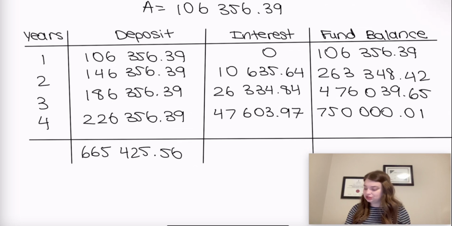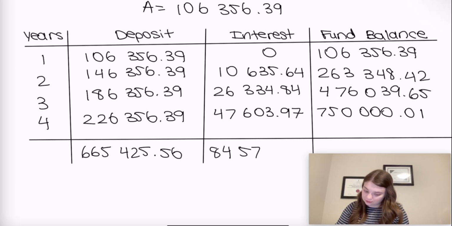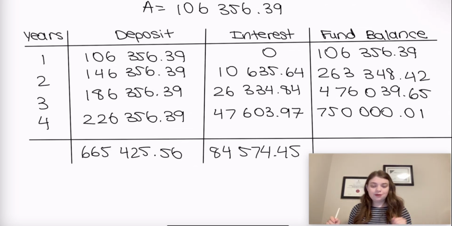And the total interest we would have paid is going to be, we can add up those 3 numbers here, or we can actually just do this number minus this number to get the interest. Also should work as well. Either way is fine though. So $10,635.64 plus $26,334.84 plus $47,603.97. So that's a total of $84,574.45 overall. So there we go.